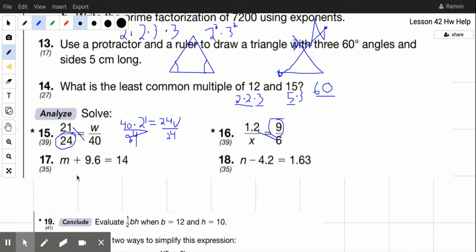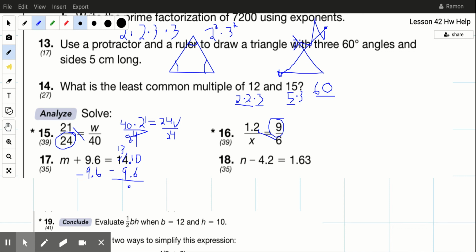For 17, we're going to subtract 9.6 from both sides of the equation. However, 14 does not have a decimal. Oh, no, wait. Yes, it does. We add a terminal 0, and we line up our decimals, and we borrow from both sides, or we regroup, sorry, we're not borrowing. We're regrouping. It's not like we need money to buy the PlayStation 5, right? We are regrouping to solve for M.